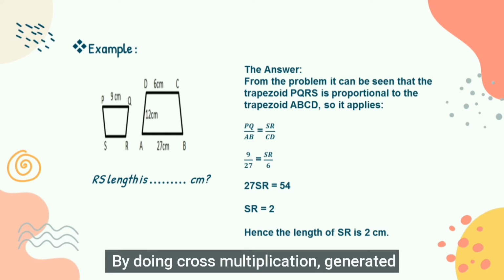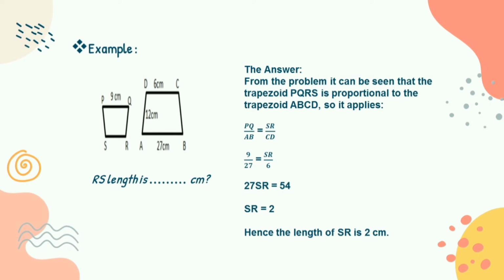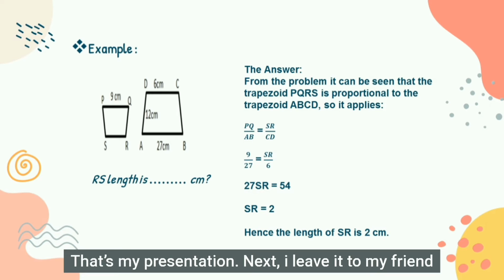By doing cross multiplication, we get 27 SR equals 54, and if each side is divided by 27, we will produce SR is equal to 2, so the length of SR is 2 centimeters. That's my presentation. Next, I leave it to my friend.